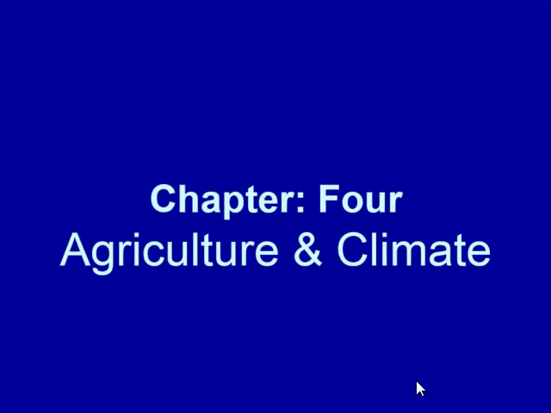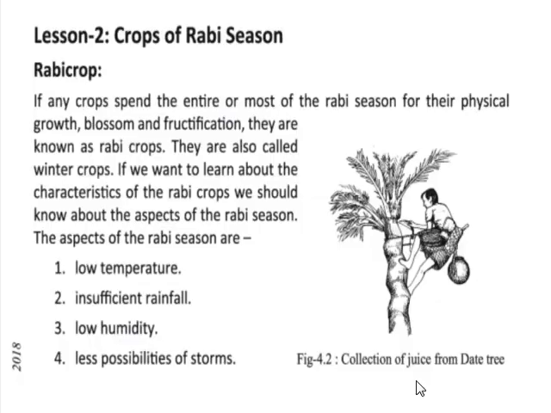Today I am going to discuss Chapter 4, Agriculture and Climate. Lesson 2, Crops of Rabi Season. Rabi crop: if any crops spend the entire or most of the Rabi season for their physical growth, blossom, and fructification, they are known as Rabi crops.